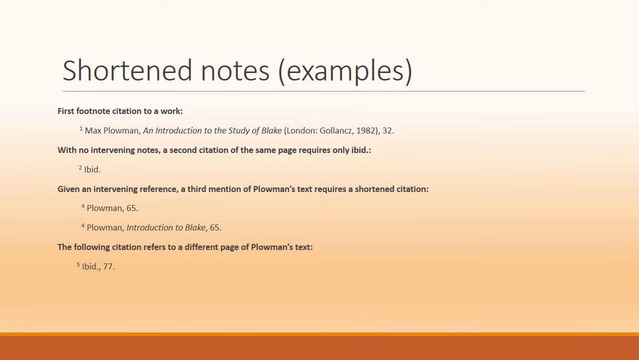Let's look at some examples. The first footnote citation to a work would look like example number 1, where you have Max Plowman and the title, publication information, and page number. Then, with no intervening notes, a second citation of the same page requires only ibid, as example number 2. Well, given an intervening reference, a third mention to Plowman's text requires a shortened citation, as in example 4. And in the humanities, it's preferred to have not just the author's name, but also a shortened title of the book. Well, the following citation, example number 5, refers to a different page of Plowman's text.